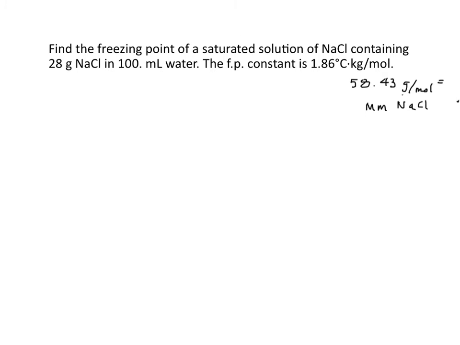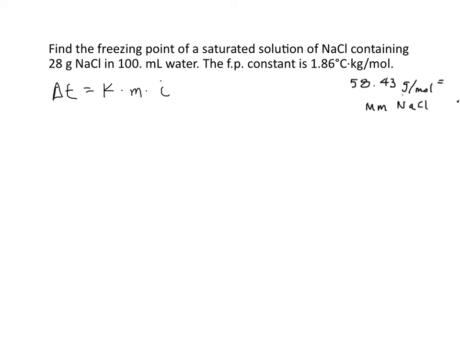Let's look at some practice problems. They ask you to find the freezing point of a saturated solution of NaCl containing 28 grams of NaCl in 100 milliliters of water. How are we going to go about doing this? My suggestion is to first and foremost write out the equation that you're going to be utilizing. We're asking about freezing point. There is a solution being created, so we know this is going to be a colligative property calculation. So we know delta T is going to be utilized.